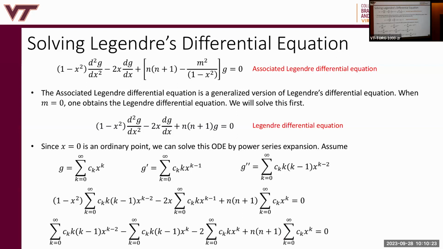So here it is. The associated Legendre differential equation is a generalized version of Legendre's differential equation when m is equal to 0. So if you set m equal to 0, then you get back to the Legendre differential equation. We will solve this one first. So this is the ordinary Legendre differential equation.